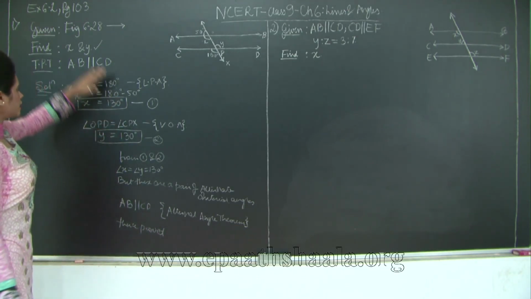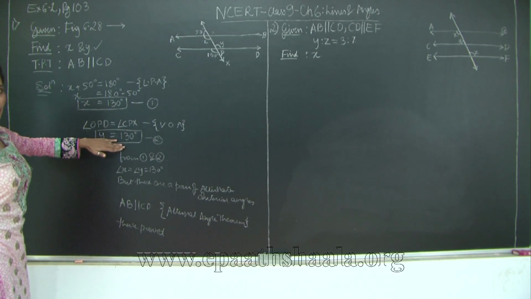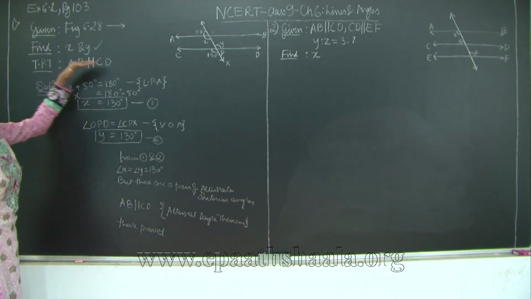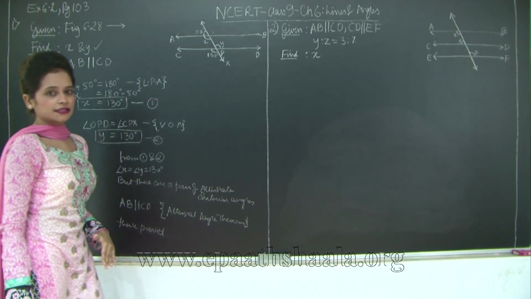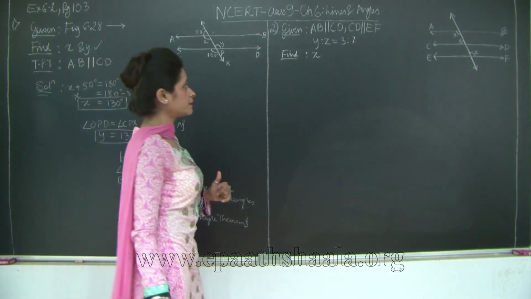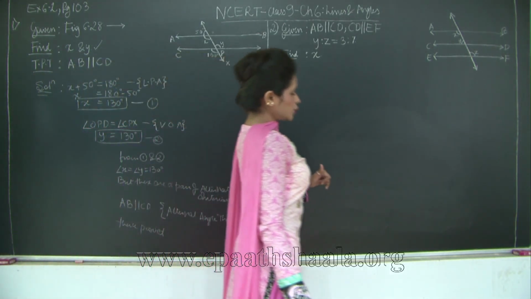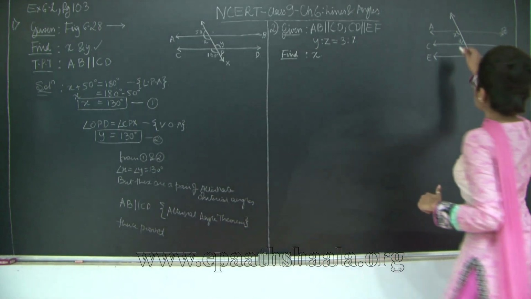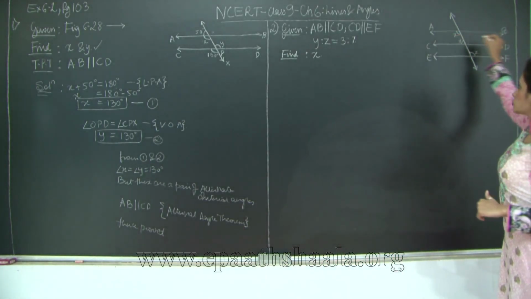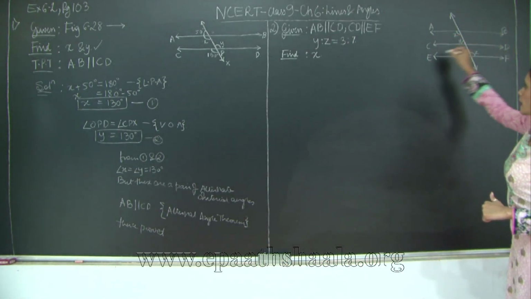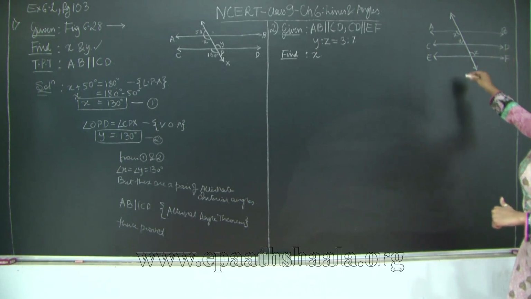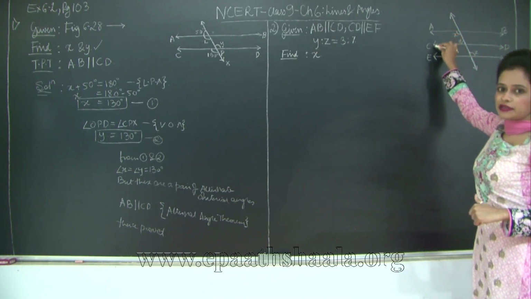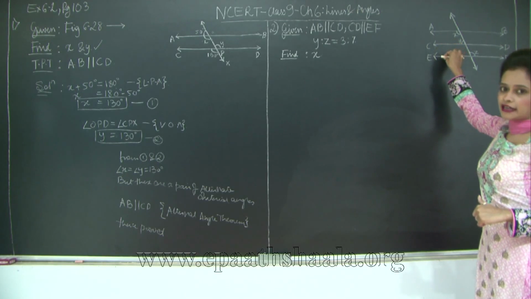Correct. So, I have found the values of x and y, which is 130 degrees, and also we have proved that AB is parallel to CD. Now, let us move on to question number 2. So, what do we have over here? That line AB is parallel to line CD and line CD is parallel to line EF. Therefore, what can we say? That the three lines are parallel, that is AB is parallel to CD and CD is parallel to EF.